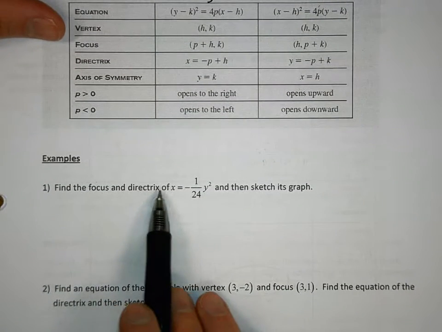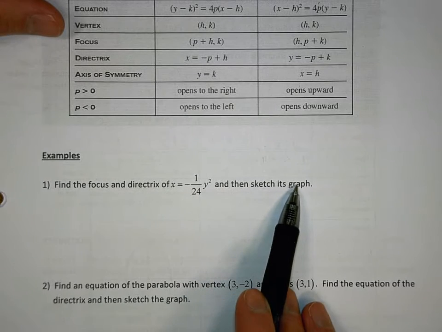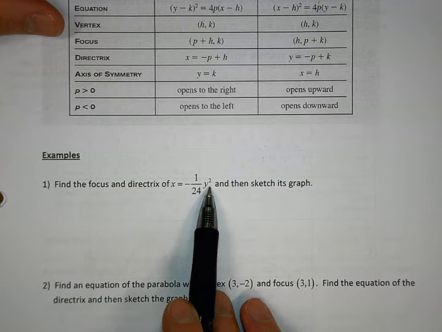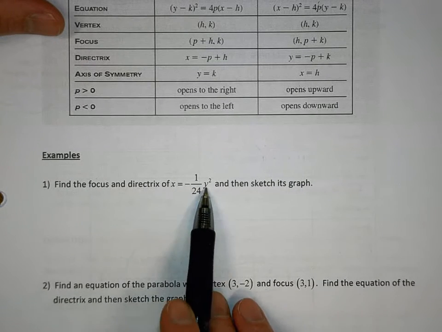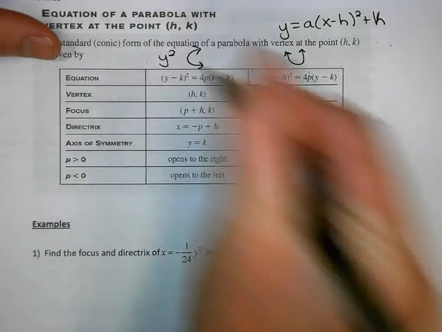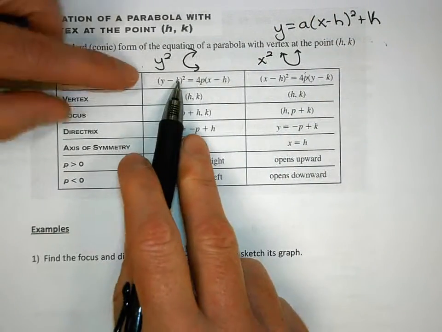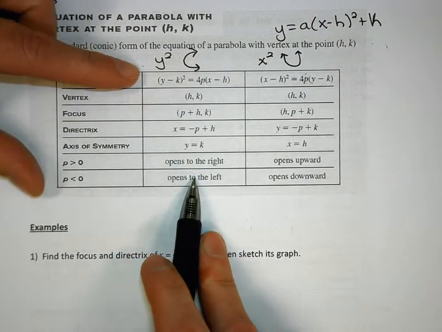So, find the focus and directrix of x equals -1 over 24 y squared, and then sketch its graph. So first off, ask yourself, is it x squared or is it y squared? Well, we can see y squared is. So for y squared, we're using that first column. X squared would be the second. So I'm looking down at this column.